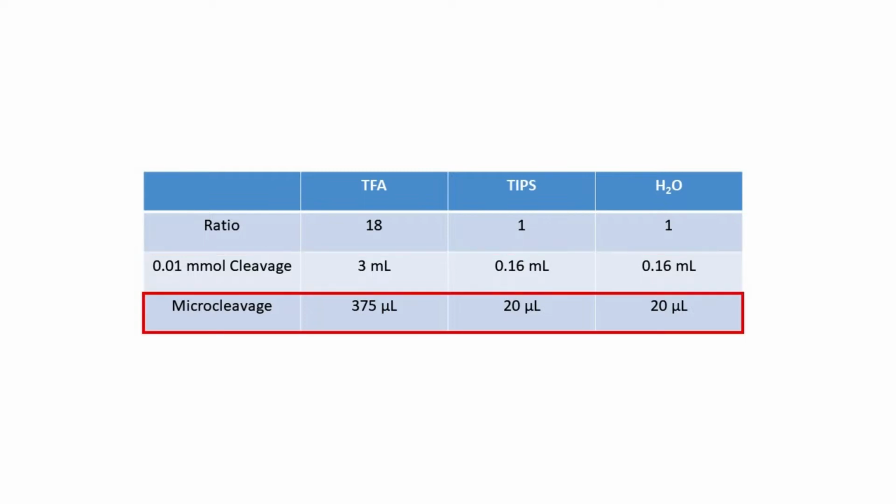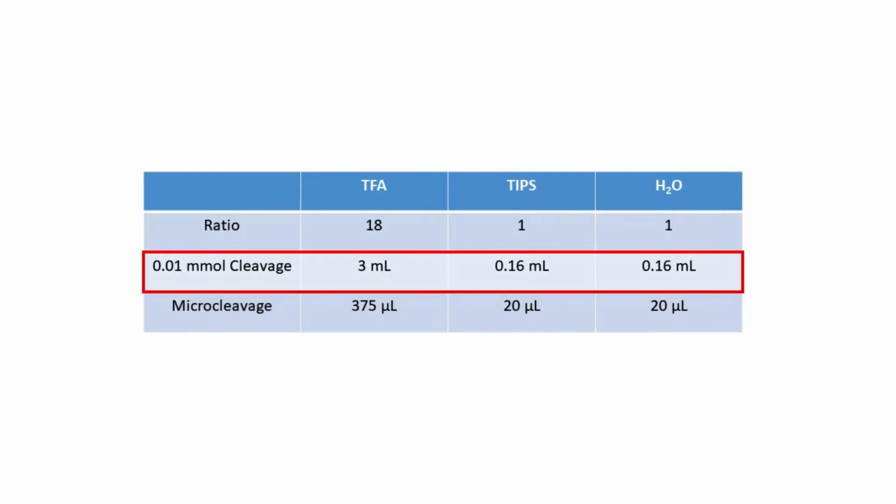We can also do what we call a microcleavage, where we take a small portion of uncleaved resin and cleave it on a smaller scale. This allows us to analyze the sample via mass spec and chromatography without cleaving the whole sample. Let's first look at how to perform a full 0.01 millimole scale cleavage.